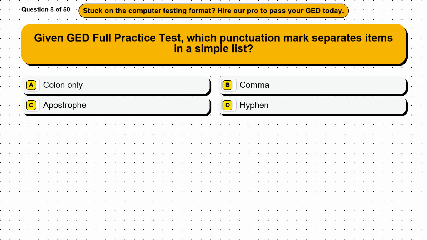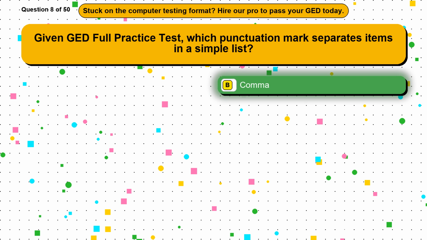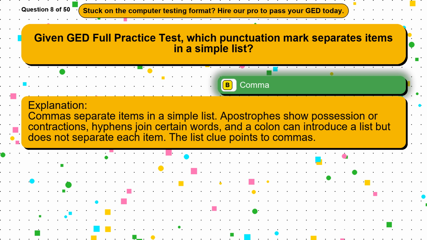Question 8. Given GED Full Practice Test, which punctuation mark separates items in a simple list? Option A, colon only. Option B, comma. Option C, apostrophe. Option D, hyphen. The correct answer is option B. Comma. Commas separate items in a simple list. Apostrophes show possession or contractions, hyphens join certain words, and a colon can introduce a list but does not separate each item. The list clue points to commas.